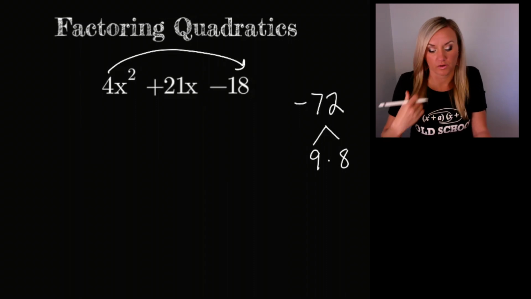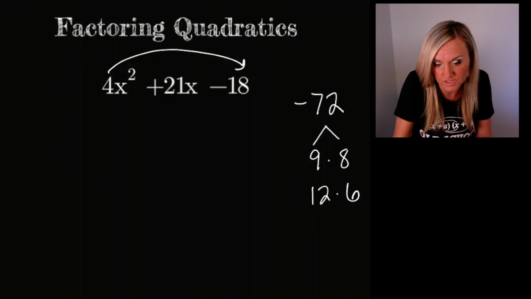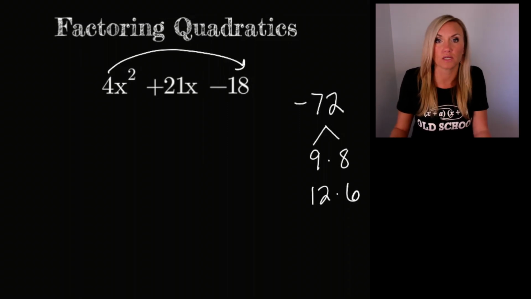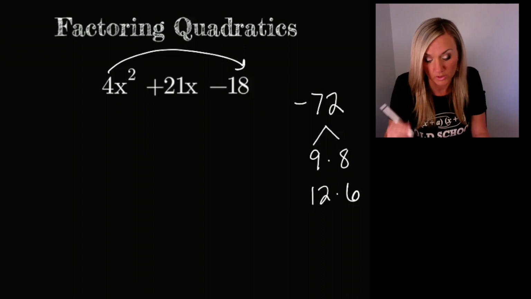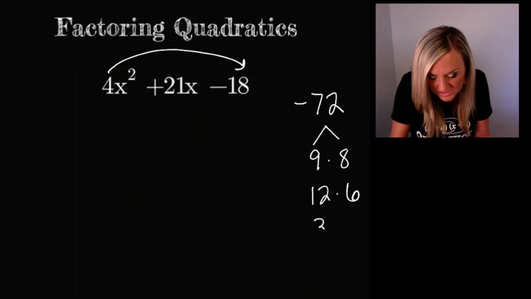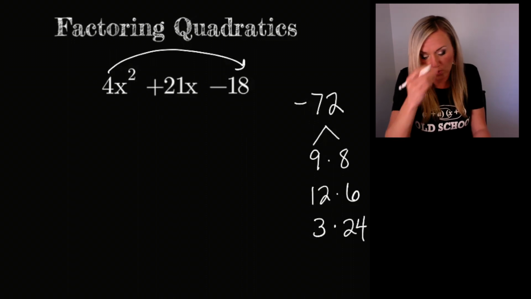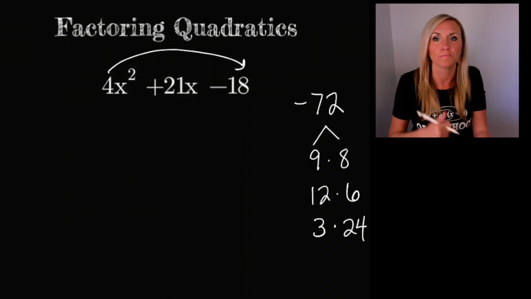Let's see, what's another? I know 12, right? 12 times 6 gets us 72, but the most that could get us is 18, not 21, so we need to keep going. So let's try 3. If you divide 72 by 3, you get 3 and 24, and that's what we're looking for.